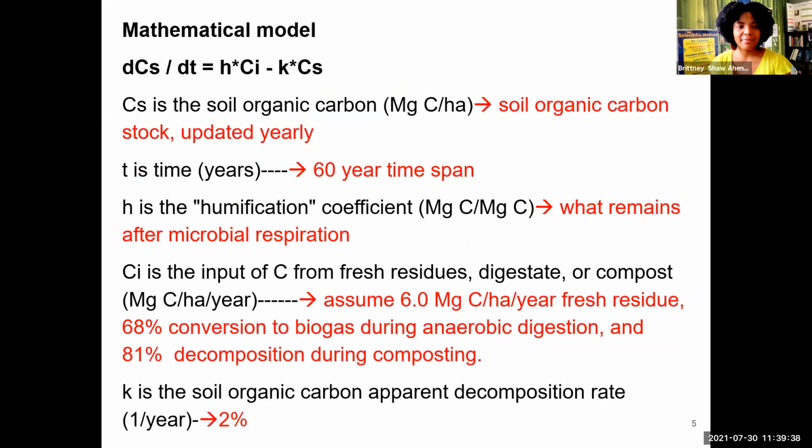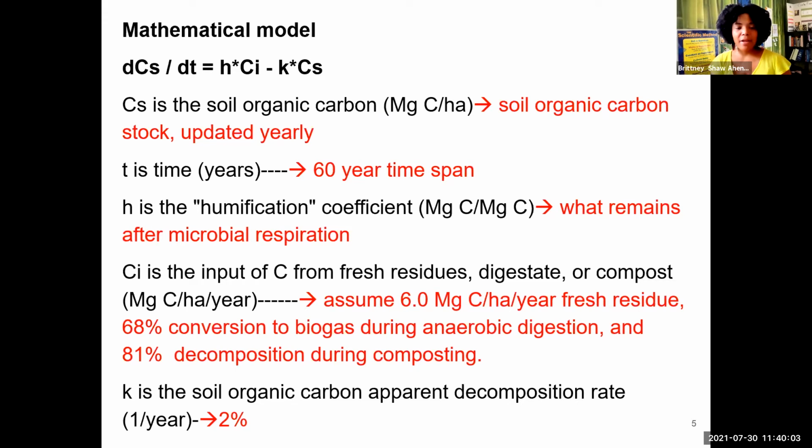Next slide. So with a mathematical model, allotting for soil carbon, we use a 60-year time span. We have to allot for the humification rate. Humus is rich in organic matter. Also, we are looking at carbon input.